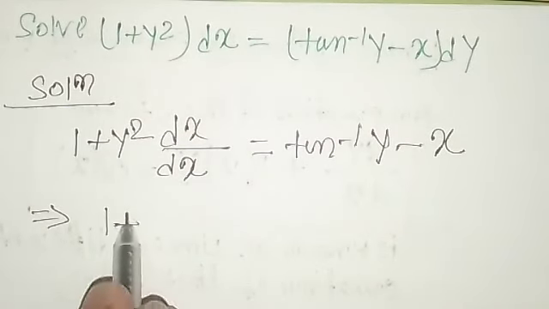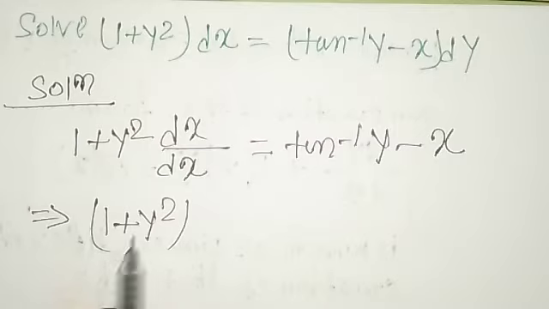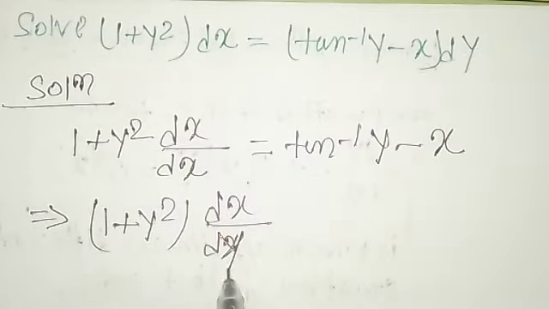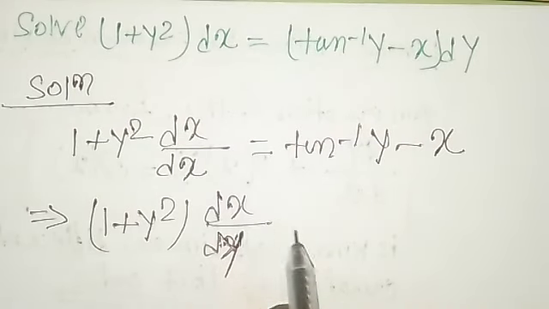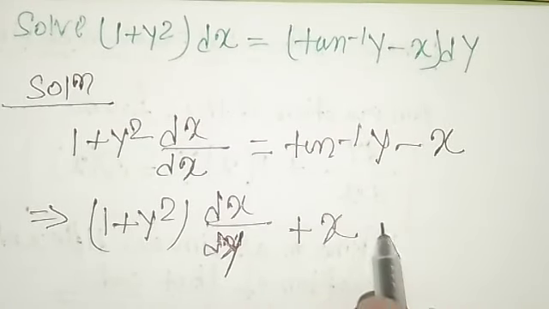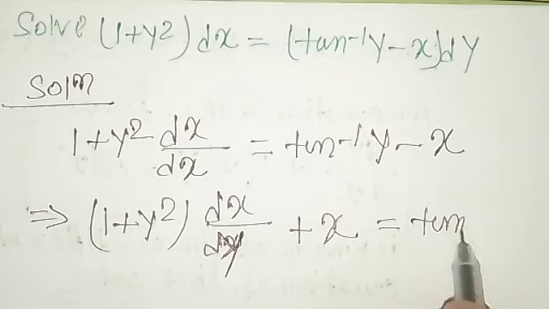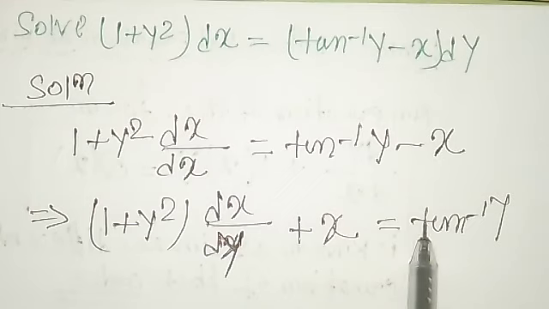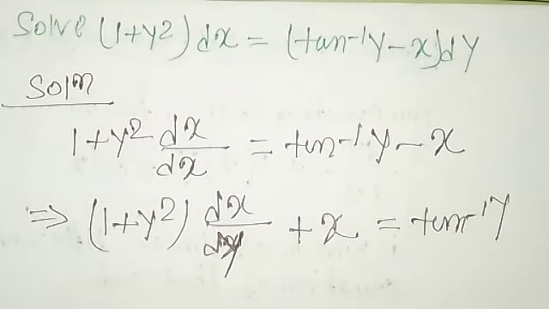Now further we can simplify that. We can write in this manner also: (1 plus y square) into dx by dy, and this x will come to this side, it will become plus x, is equal to tan inverse of y. Is it right? Now if you compare this equation, this is the linear differential equation of the form dx by dy plus P x is equal to Q, right?